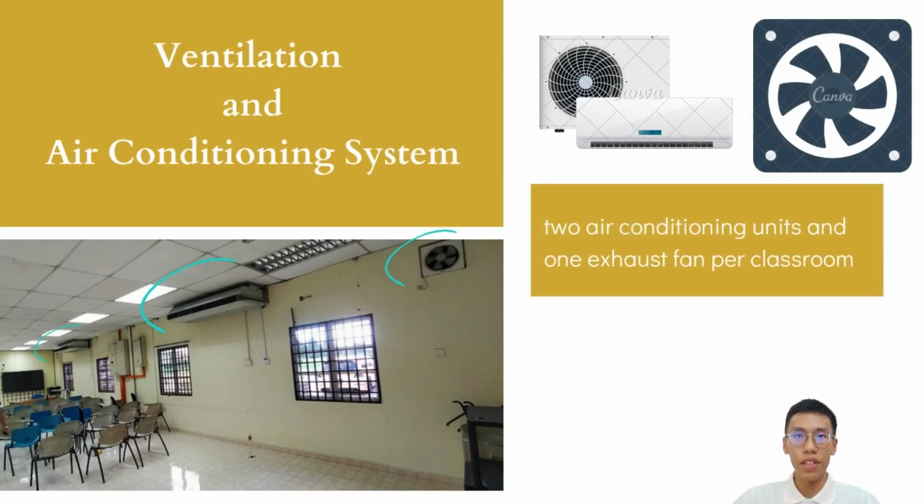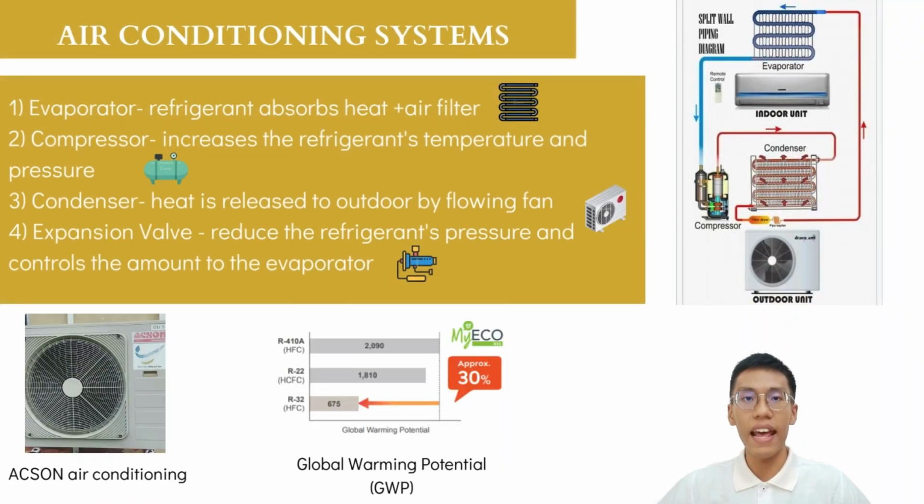Hi, my name is Yo Ji Hui, and now I will explain the ventilation and air conditioning system in block E14. E14 has 3 classrooms, and each classroom has 1 exhaust fan and also 2 air conditioners. The air conditioning system consists of 4 main parts. The first part is the evaporator, which is in the indoor unit. It contains the refrigerant to absorb the heat, and also the air filter to filter air contaminants from the outdoor air.